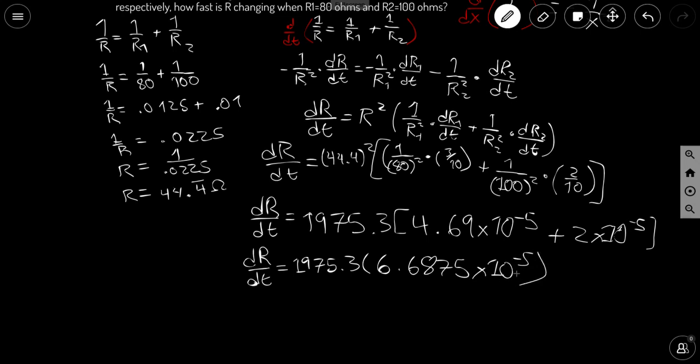Then you multiply that with 1,975.3, and we get that dR/dt is equal to 0.132 ohms per second. So that right there is our answer.